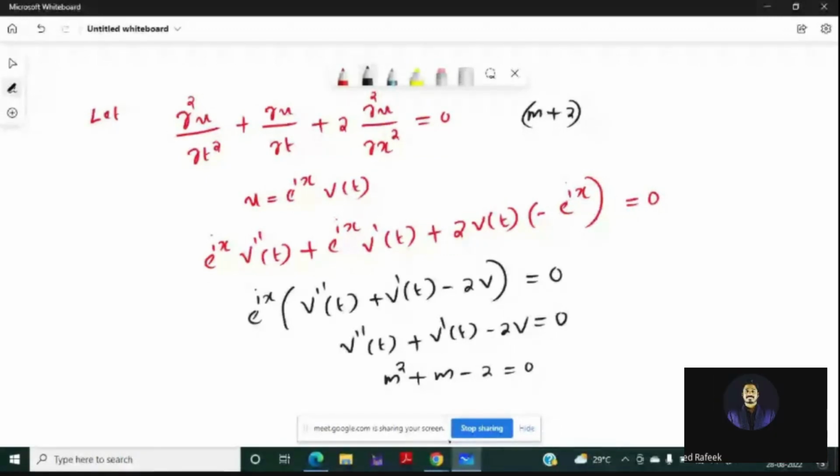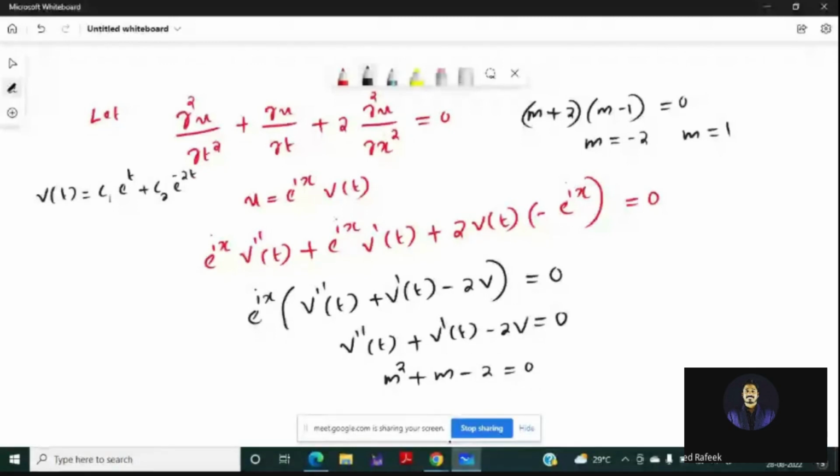So m plus 2 into m minus 1 is equal to 0. From this you will get m is equal to minus 2 and m is equal to 1. These are the two characteristic roots. So you will have the solution of this ODE like this. V of t is equal to C1 e raised to t plus C2 e raised to minus 2t.